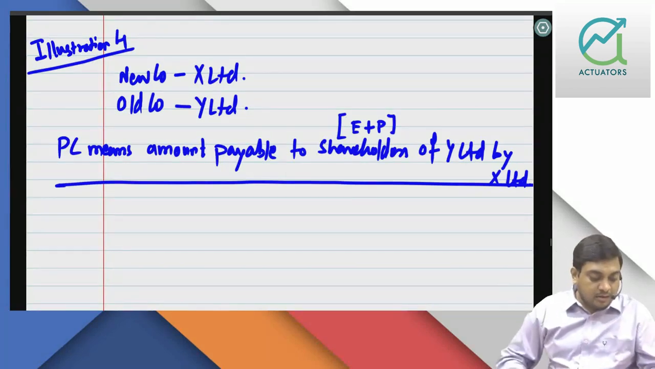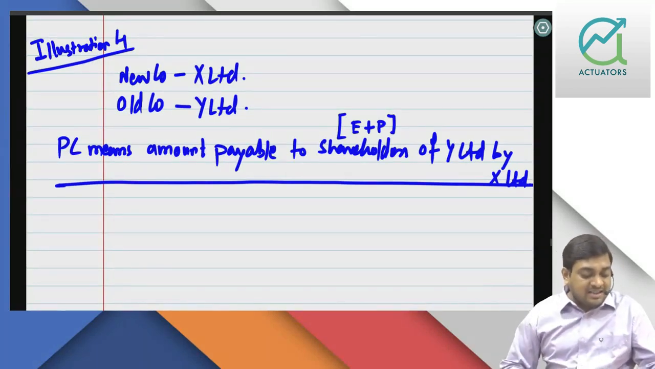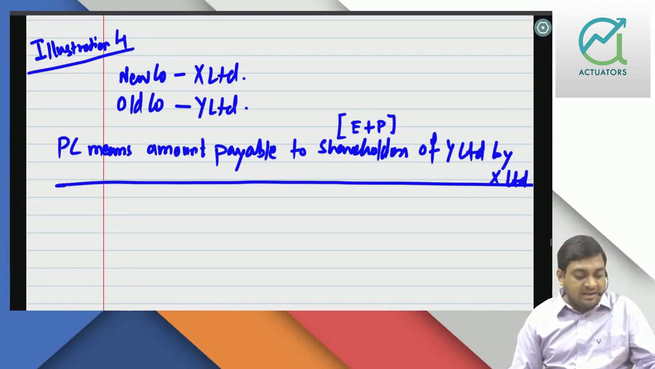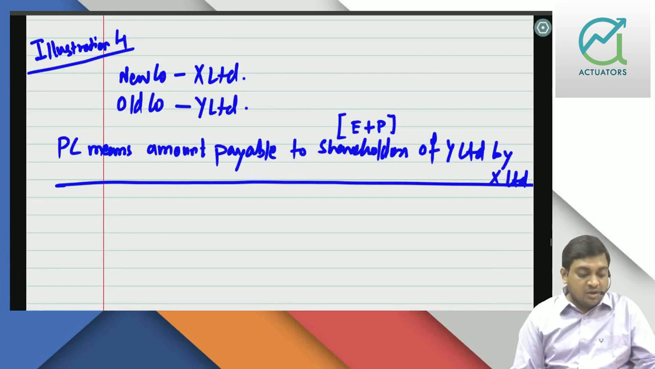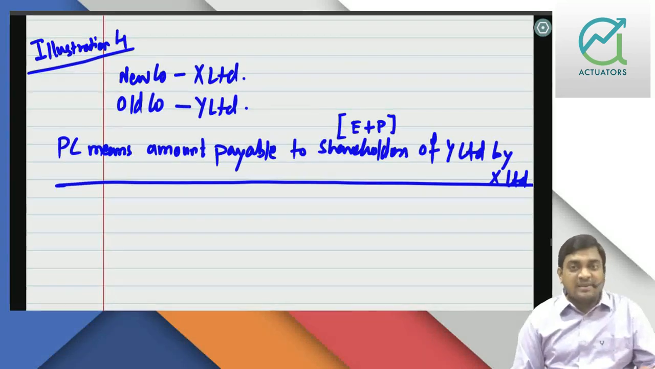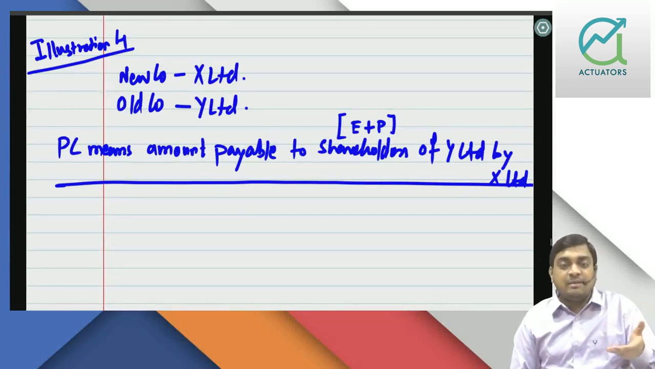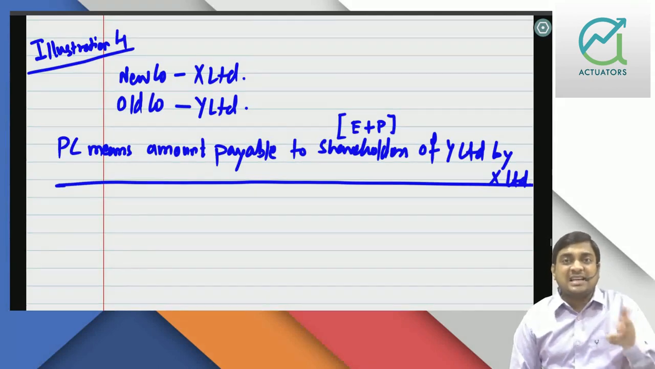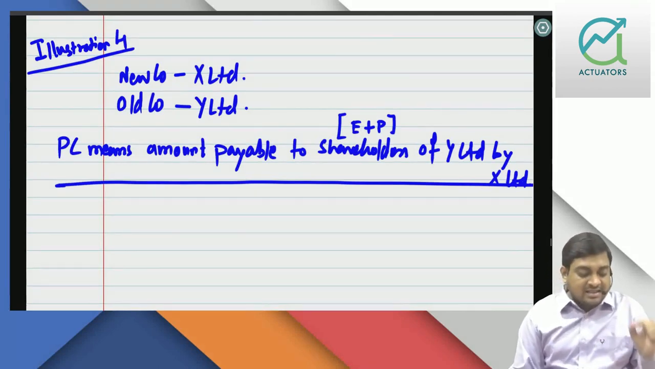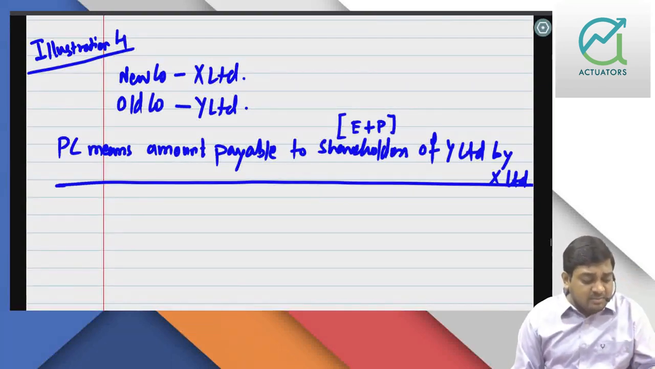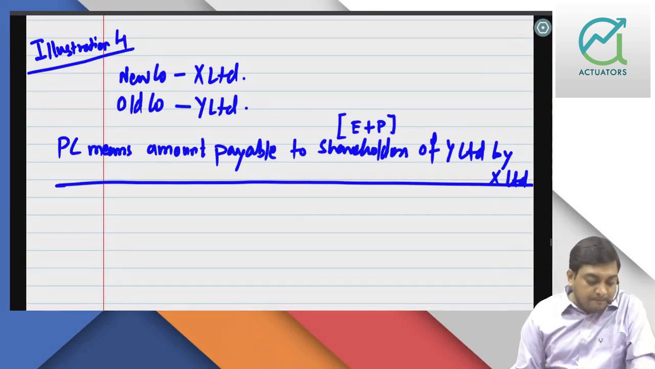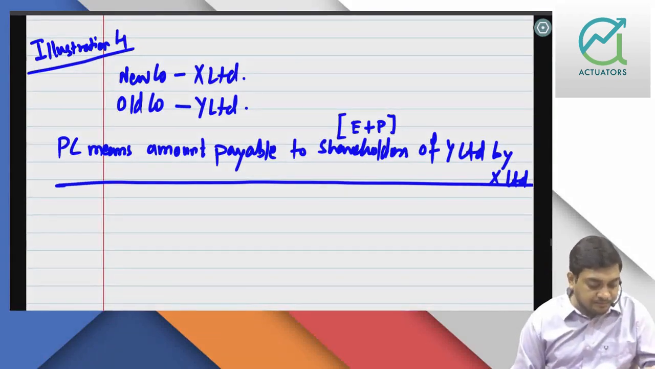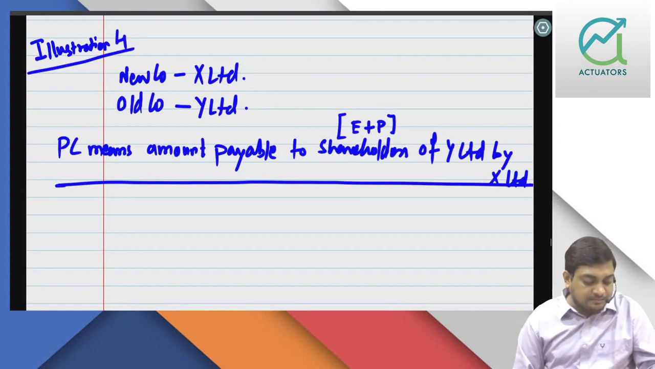Now, X Limited decided to purchase the business of Y Limited at the respective book value of assets and liabilities. So taking over the business of Y Limited means he has purchased the assets and liabilities of Y Limited, at book value, except the building, which is being valued at 12 lakh. So he has to purchase this building at 12 lakh, and plant and machinery at 10 lakhs. Okay.